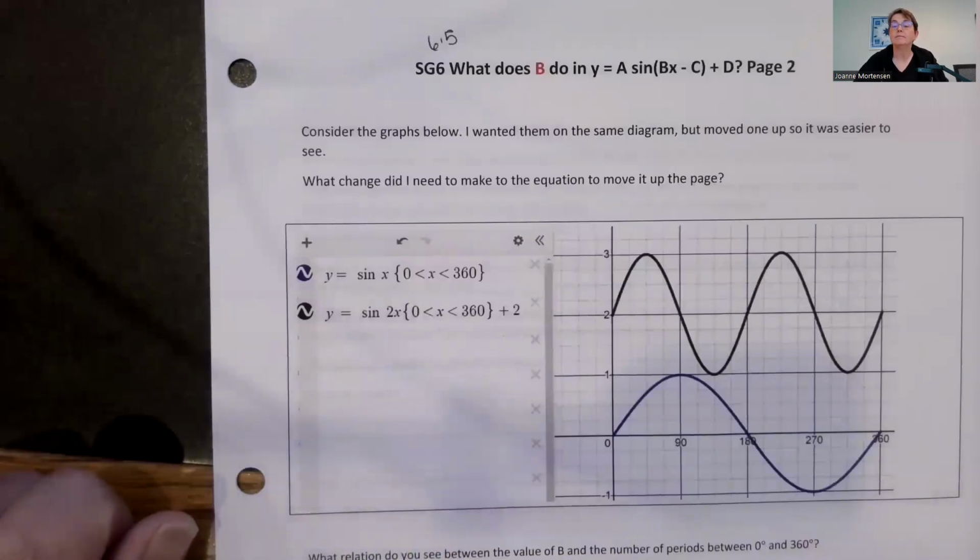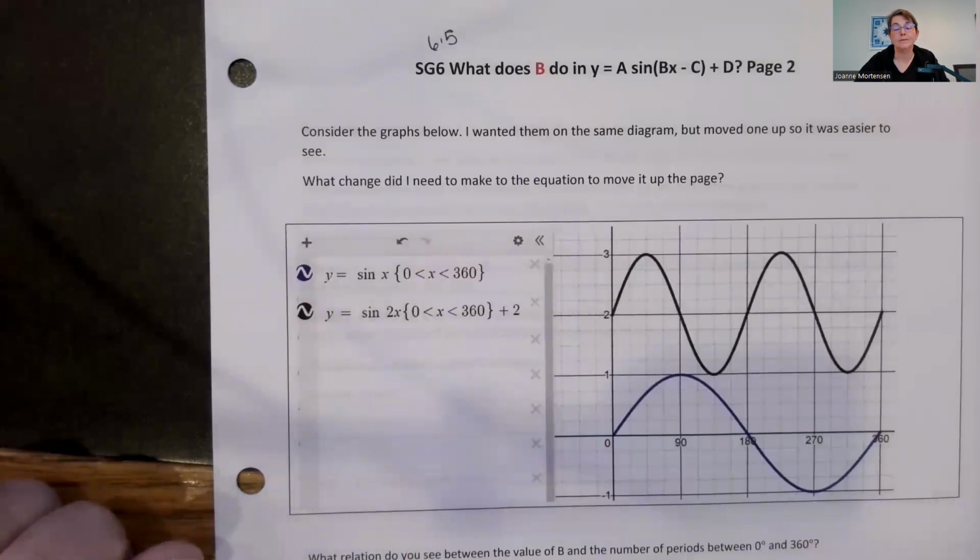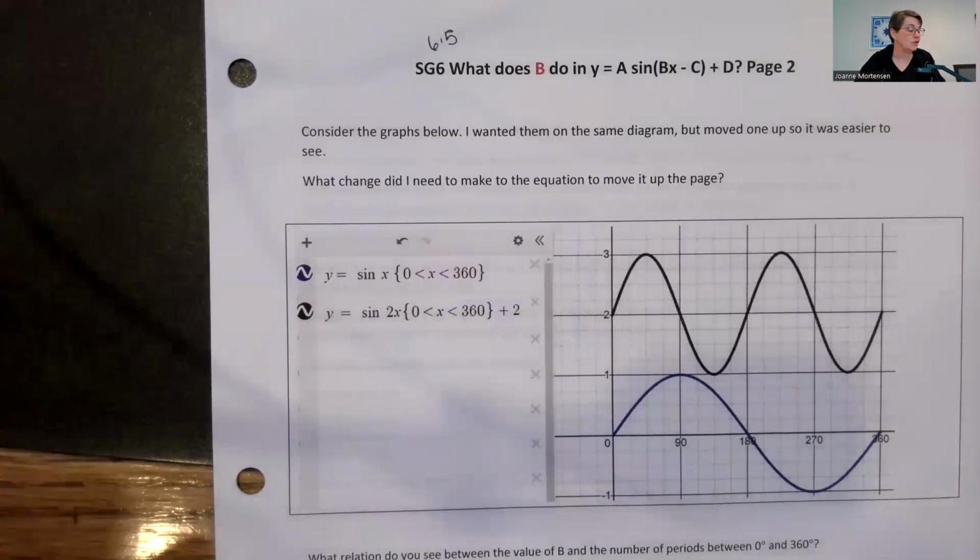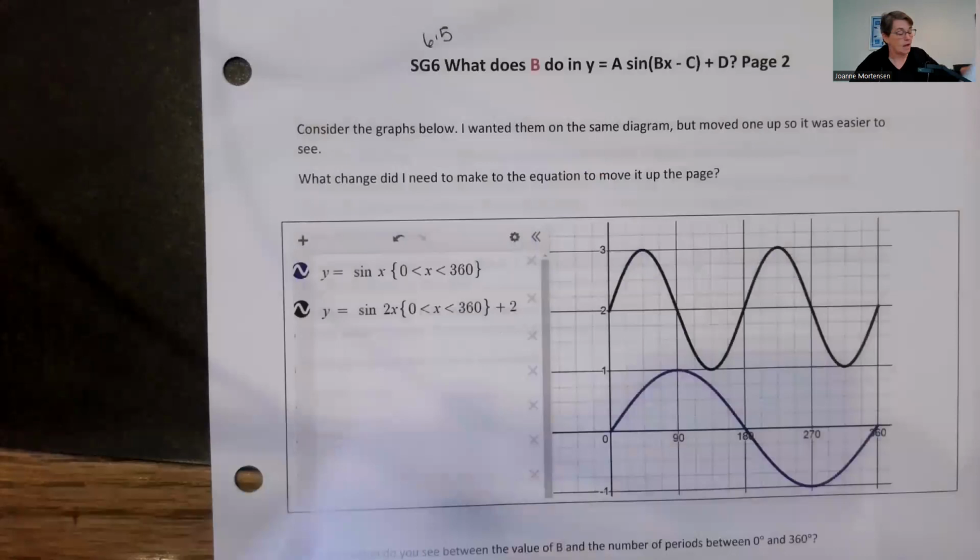Hi there, oopsies. I say that because I didn't realize that video sinusoidal graphing 6 was actually 2 pages, not just one. Should have been a hint when it said page 1 over here, but I forgot. So, second video.